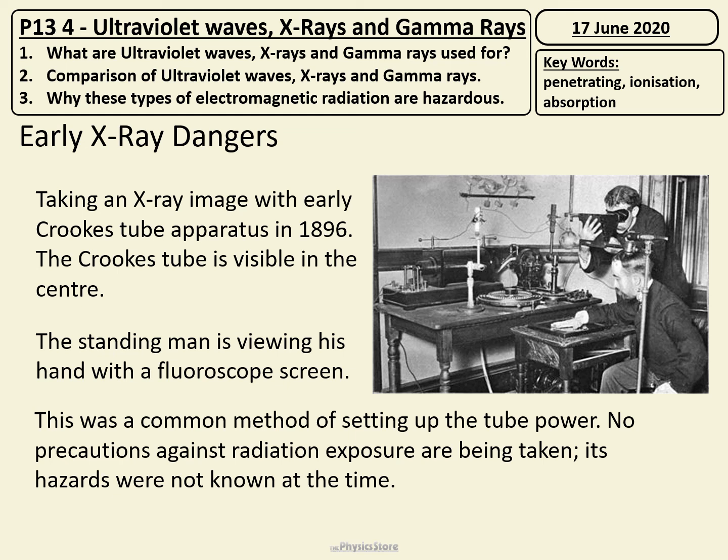Early X-ray dangers. Taking an X-ray image with early Crookes tube apparatus in 1896, the Crookes tube is visible in the centre. The standing man is viewing his hand with a fluoroscope screen. This was a common method of setting up the tube power. No precautions against radiation exposure are being taken. Its hazards were not known at the time.